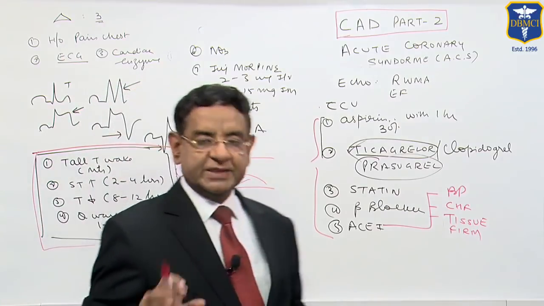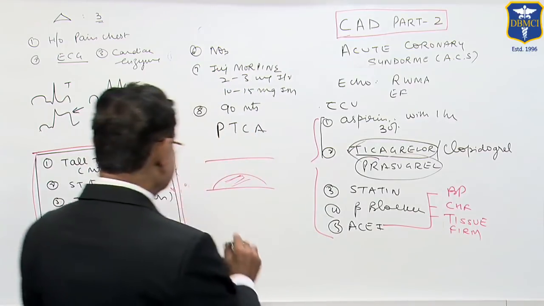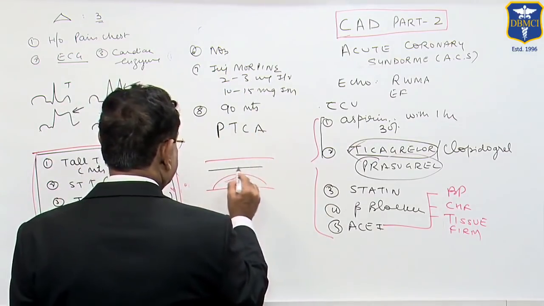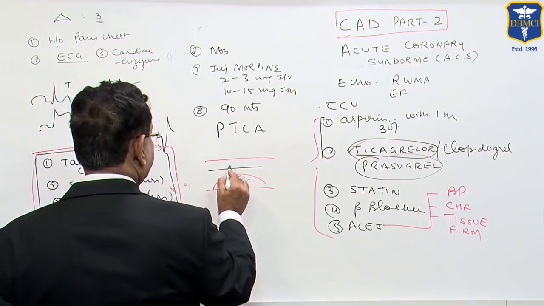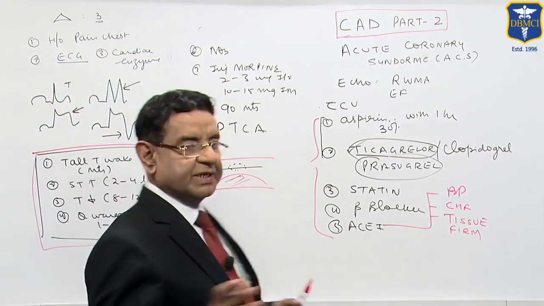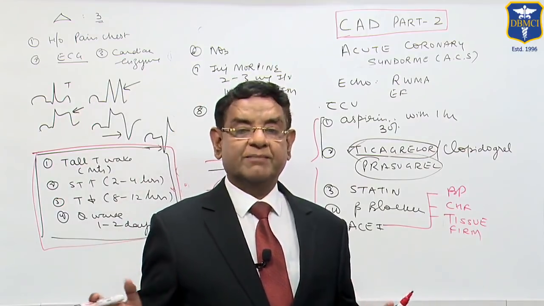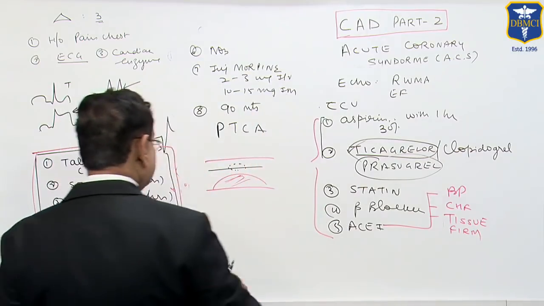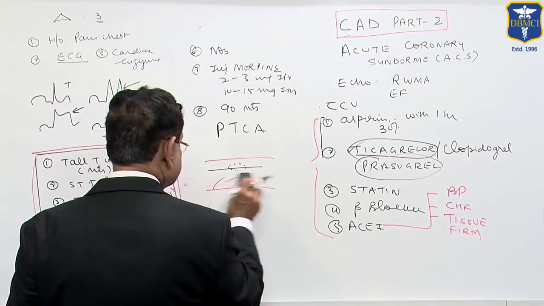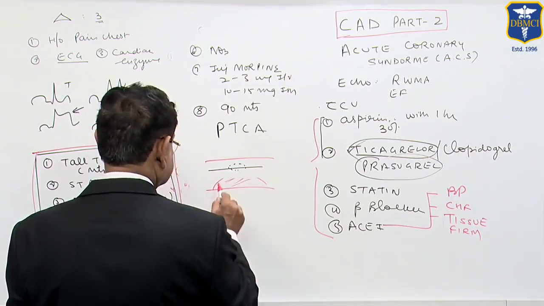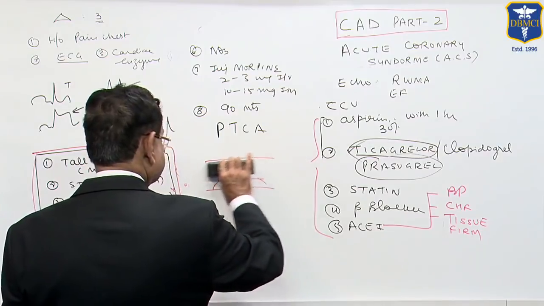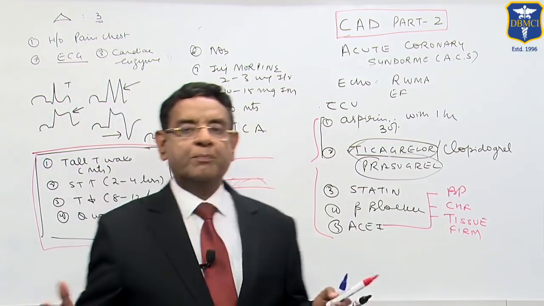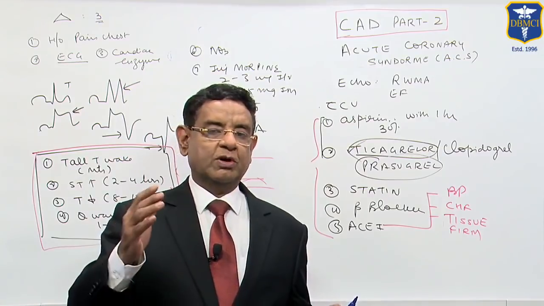Then you put a catheter. The catheter is here, and this has a balloon. Once you do the positioning, you inflate the balloon, and this balloon will push the plaque like this, and now you take out the balloon. So you have opened the block, so-called PTCA.